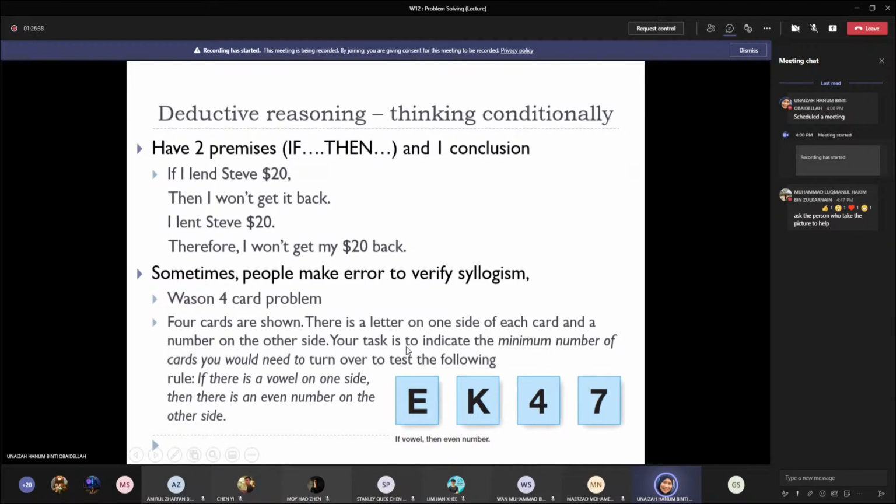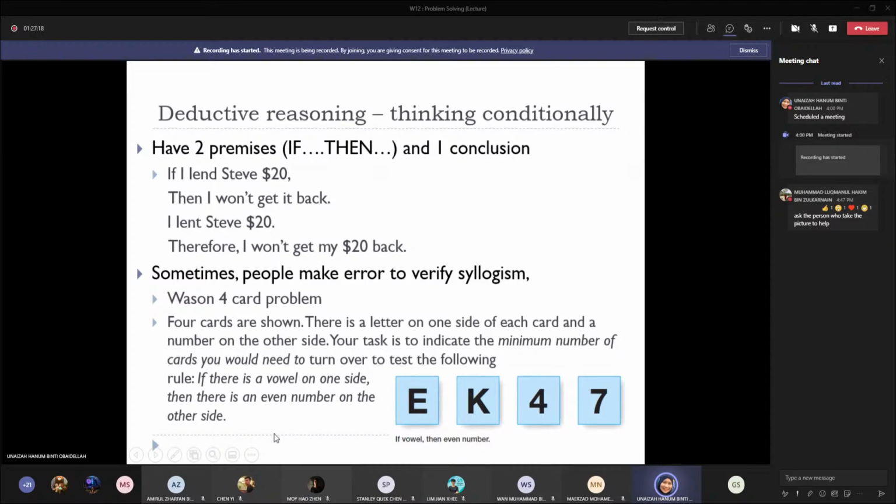Okay, so your task is to indicate the minimum number of cards you need to turn to test the following rule. So we have this rule, and we have to turn X number of cards. Now you tell me how many cards we have to turn over to test this rule. The rule says if there is a vowel on one side, then there is an even number on the other side. So to prove this rule, how many cards would you pick? The minimum number of cards you would pick to satisfy this rule.